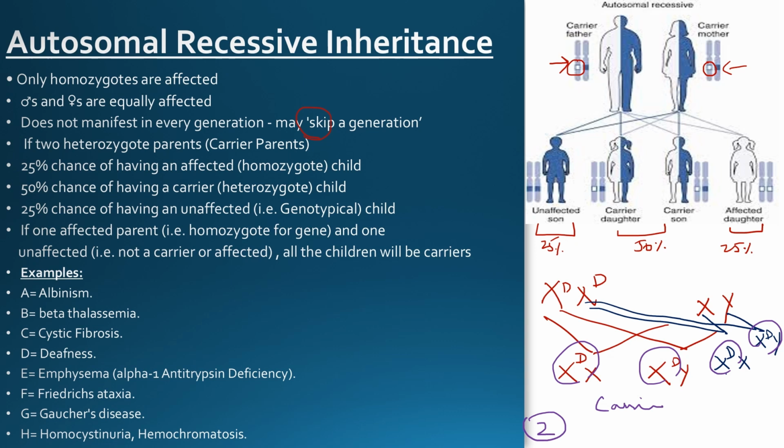Here are some examples of relatively common diseases, and I have written them in this way for you to memorize them easily. A for albinism, B beta thalassemia, C cystic fibrosis, D deafness, E emphysema, and so on.